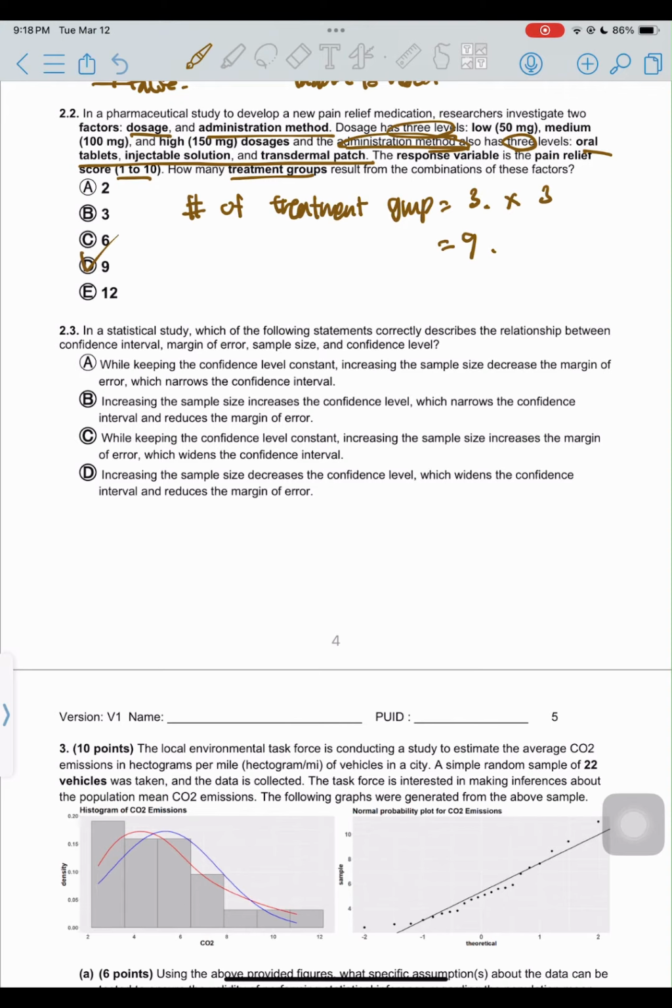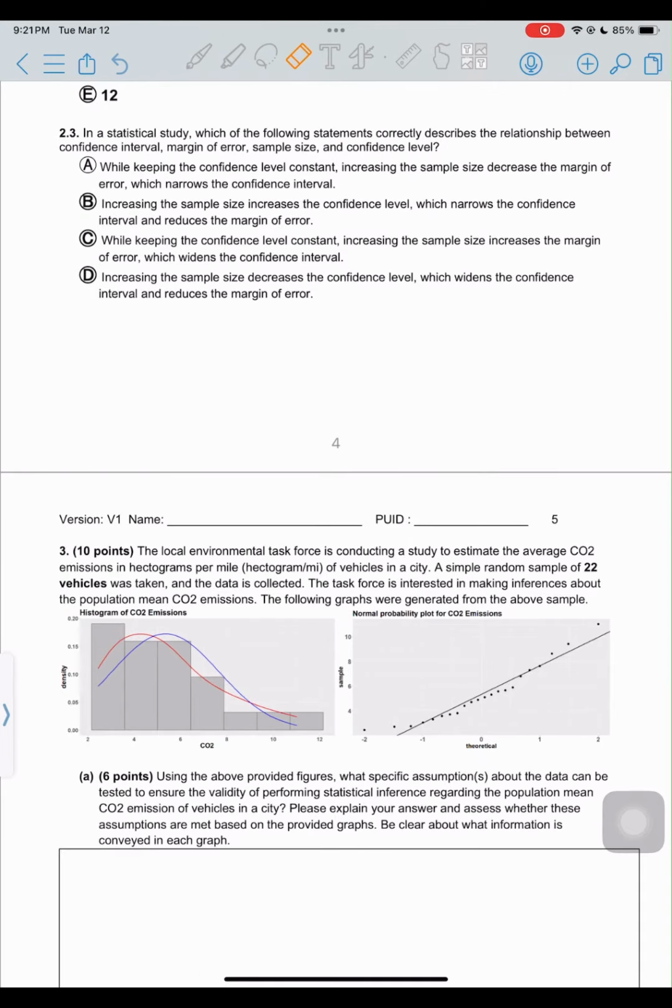Okay, let's look at this question. In a statistical study, which of the following statements could describe the relationship between confidence interval, margin of error, sample size, and confidence level? Let's look at option A. While keeping the confidence level constant, increasing the sample size decreases the margin of error, which narrows the confidence interval. That makes sense. That is right, because if you have a larger sample size, it will decrease the margin of error, and if you decrease the margin of error, that will narrow down the confidence interval.